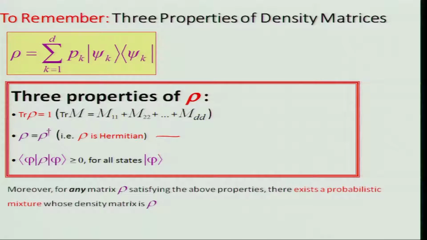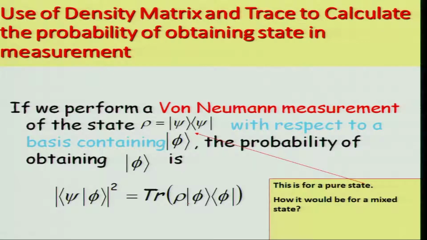Moreover, for any density matrix rho satisfying the above properties, there exists a probabilistic mixture whose density matrix is rho. So, we can use density matrices and trace to calculate the probability of obtaining a state in measurement. If we perform a von Neumann measurement of the state rho with respect to a basis containing ket phi, the probability of obtaining ket phi is given by the bracket of psi rho squared, which is the probability, and that happens to be the trace of rho times the inner product of phi. Now, this is for a pure state. This is the definition for a pure state.